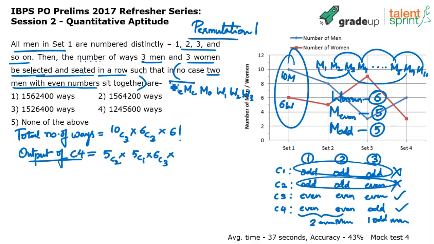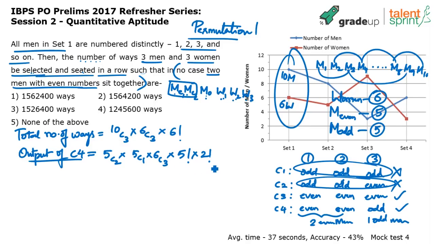If I have to find out in how many ways the 2 even men can be together, I'll consider them to be one person. Actually, there are 6 persons, 1, 2, 3, 4, 5, 6, but I'll consider this to be one person. So 1, 2, 3, 4, 5. There are 5 persons. 5 persons can be arranged in 5 factorial ways. And internally, these 2 men can be arranged in 2 factorial ways, because they are even number 1 and even number 2. So it can be even number 1 followed by even number 2, or even number 2 followed by even number 1.